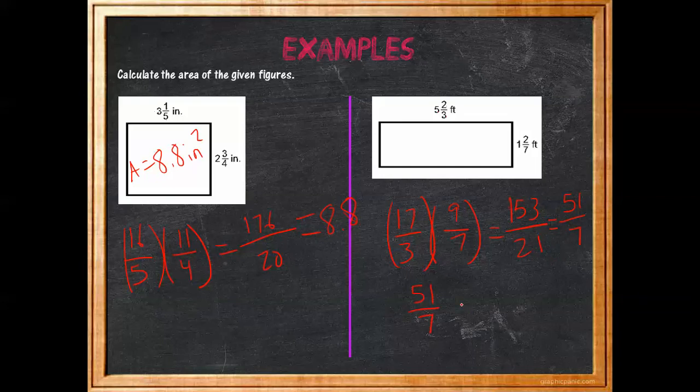And then if we want to turn it into a mixed number, think about how many times 7 can go into 51. 7 times 7 is 49. 7 times 8 is 56, so 7 is the most that it can go in. Then you take 51 and subtract 49, and that leaves you with 2. So this is actually 7 2/7. So the area here is 7 2/7 feet squared.